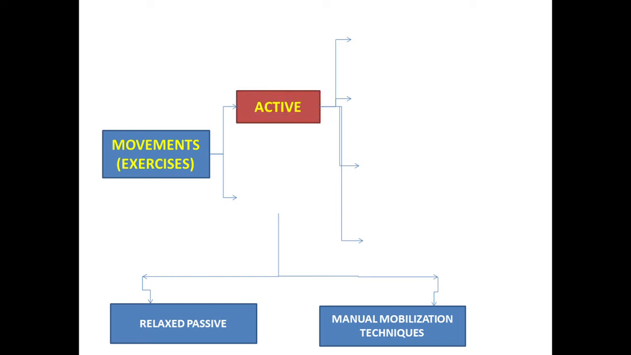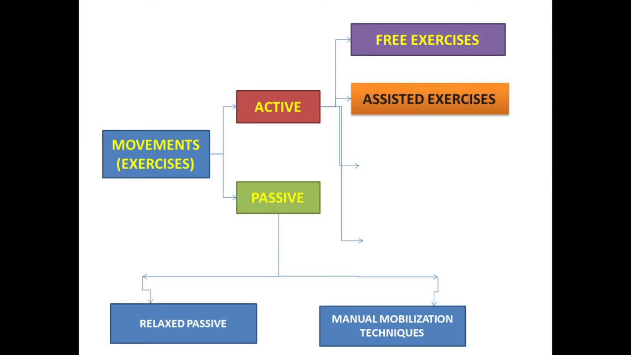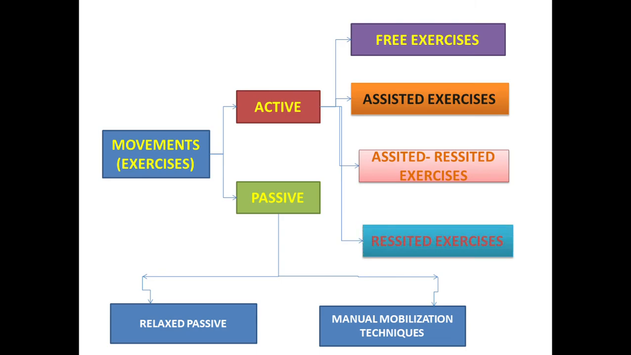So here you can see a graphical presentation to classify the movements. We can divide the movements into two large categories: active movement and the passive movement. Active movements are further classified into 4 categories like free exercises, assisted exercises, assisted resisted exercises, and then resisted exercises. And similarly, passive movements are further classified into relaxed passive and manual mobilization techniques.